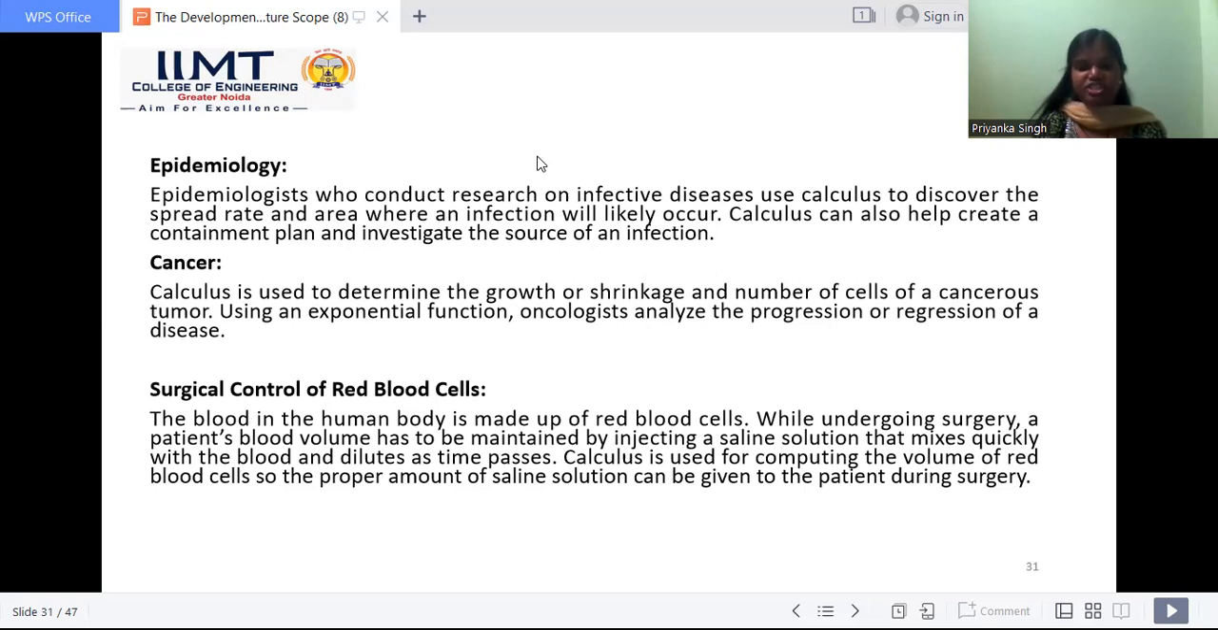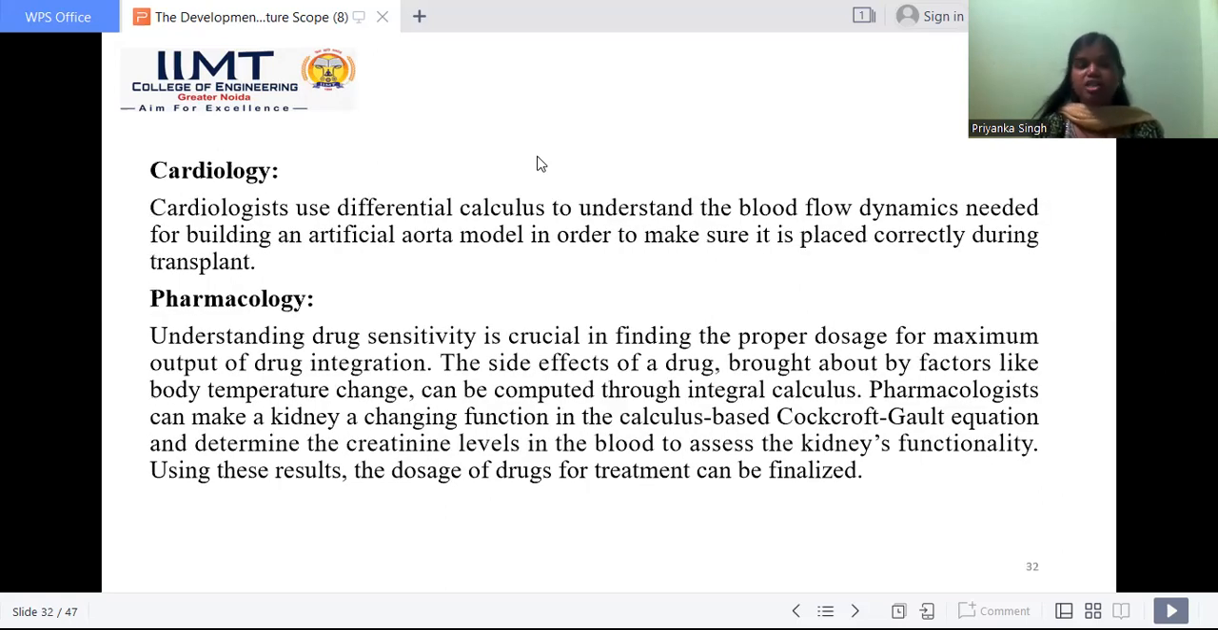While undergoing surgery, a patient's blood volume has to be maintained by injecting a saline solution that mixes quickly with the blood and dilutes as time passes. Calculus is used for computing the volume of red blood cells. So the proper amount of saline solution can be given to the patient during surgery. Cardiology. Cardiologists use differential calculus to understand the blood flow dynamics needed for building an artificial aorta model in order to make sure it is placed correctly during transplant.